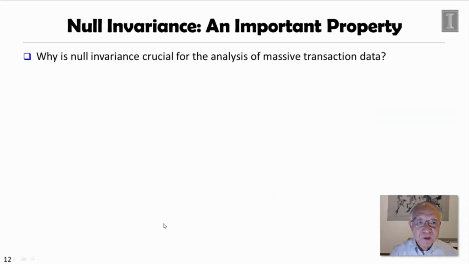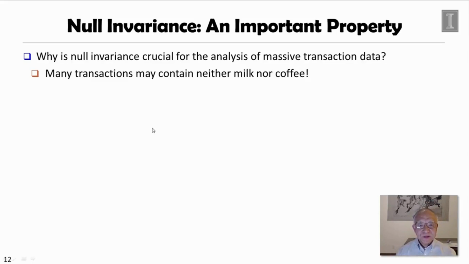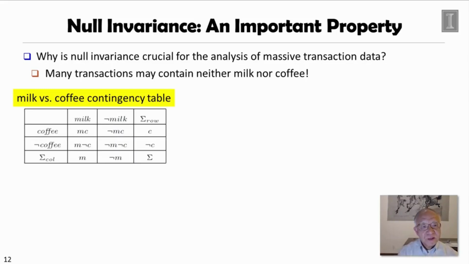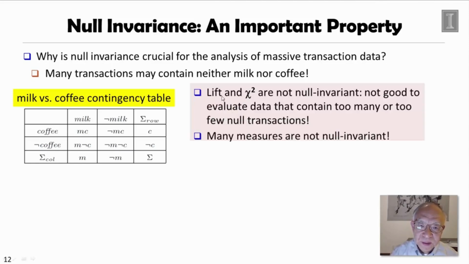So we changed the name of this measure to the Kulczynski measure. Let's first look at why null-invariance is very important, that is, why in analyzing massive transaction data, null-invariance is so critical. Because in many transactions, the chance of containing particular sets of items is very rare, like Walmart transactions. They may contain neither milk nor coffee. When you analyze milk and coffee using the following contingency table, MC means the number of transactions that contain both milk and coffee. Not M not C means the number of transactions that contain neither milk nor coffee, so it is the number of null transactions. Then we see lift and chi-square are not null-invariant, so they are not good at evaluating data that contain too many or too few null transactions.